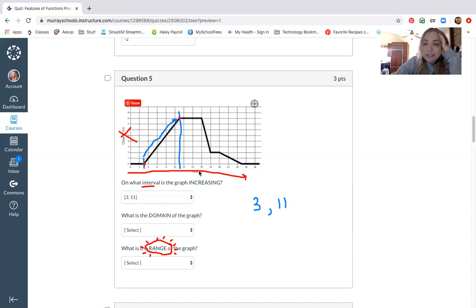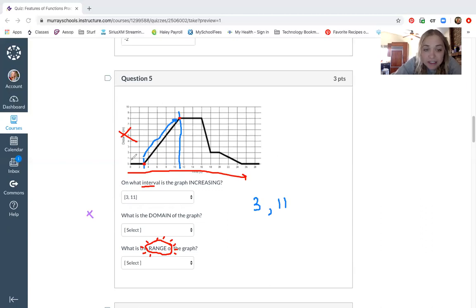Now increasing was just asking about a section of the graph that's going uphill. The domain is asking where does the graph go everywhere. So I'm going to switch to purple for my color quick, and we're going to find the domain of this graph. So where does this graph start? So the domain is everywhere that x goes. Okay, so all of my inputs.